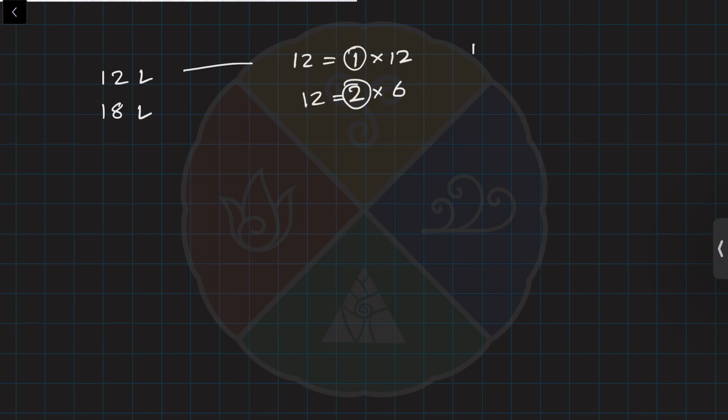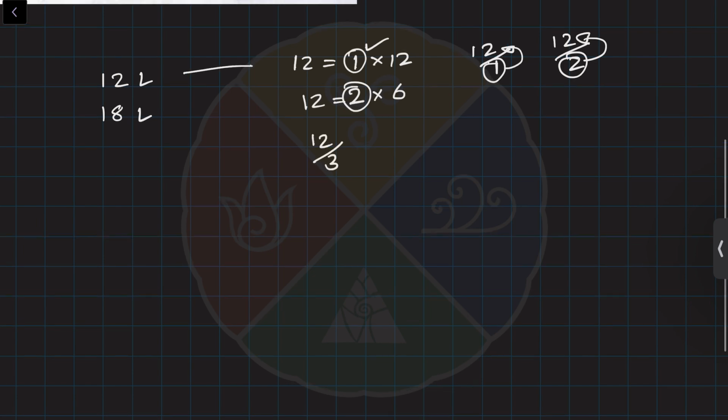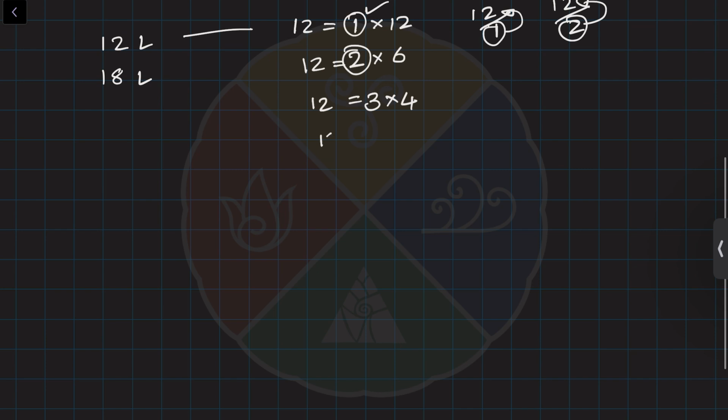Now what is happening? 12 is divisible by 1, so 1 is a factor of 12, or 1 can divide 12. That is why 1 is okay. 12 is also divisible by 2, which means 2 is a factor of 12, so 2 is also okay. Even 12 divided by 3 is perfectly divisible. All I have to do is take 3 liter capacity bottles, and I need 4 bottles. Even 4 liter is fine, 4 into 3. But 5 is not fine.